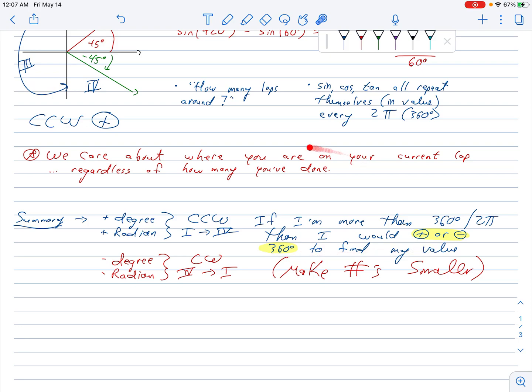And that goes back to this idea. I don't care how many laps you've done. I want to know, where are you on your lap? So if I have a number bigger than 360, break it down to get a smaller number so that I know where you are on your current lap. If I have 420 degrees, I would subtract 360 and tell me, got it, so you're at 60. I know what your value is. If you're at negative 420 degrees, I want to make it a smaller number. I'm going to add 360, right?